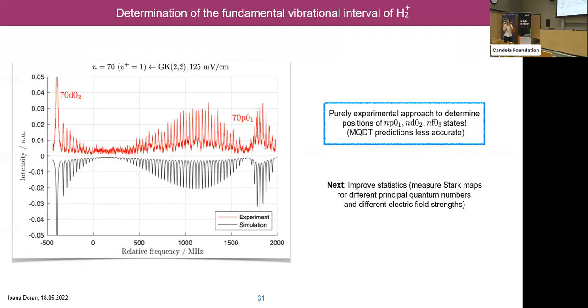This 5 megahertz accuracy that we need on the position of the low-l states will not be fulfilled. And so we need to experimentally determine the positions of all of these states. And this can be done. So we already did this for the state. So it should all work out. We need to improve the statistics. So we need to measure these kind of Stark maps for different states n and different electric field values.